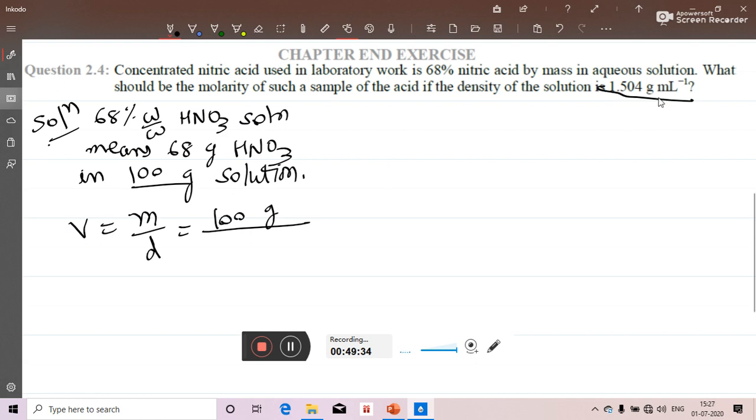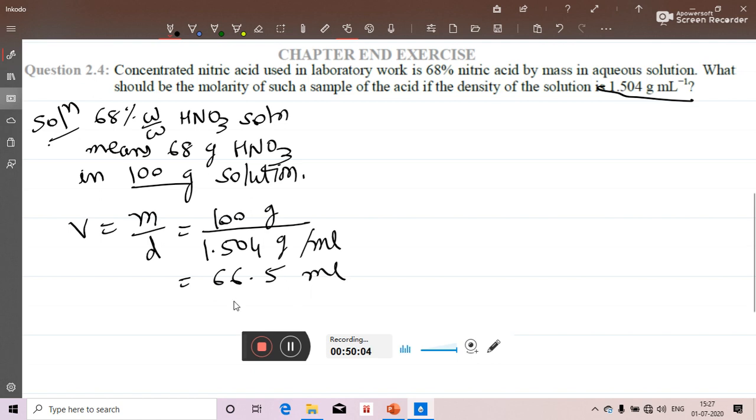Density of solution is 1.504 gram per ml. So when you divide 100 by 1.504 gram per ml, you will get 66.5 ml. So that is equal to 66.5 ml.